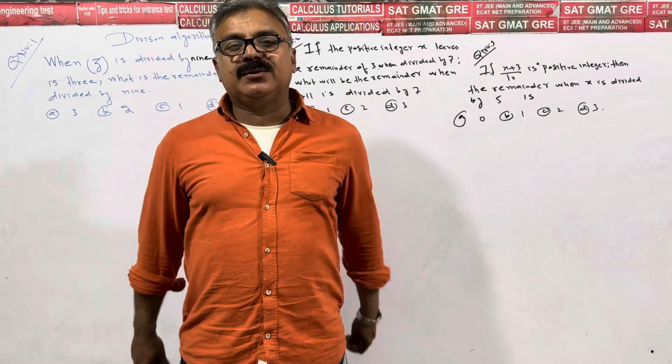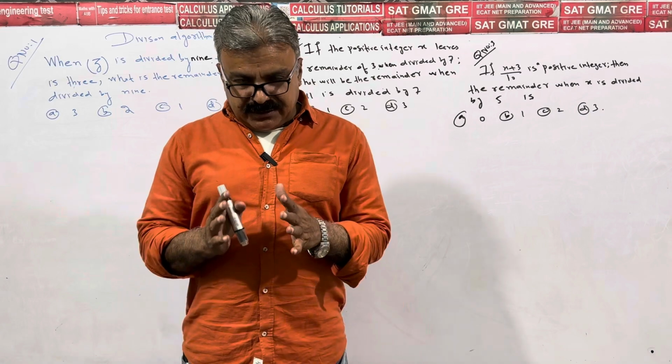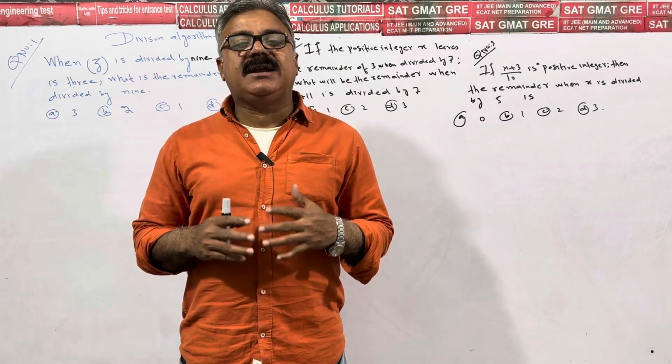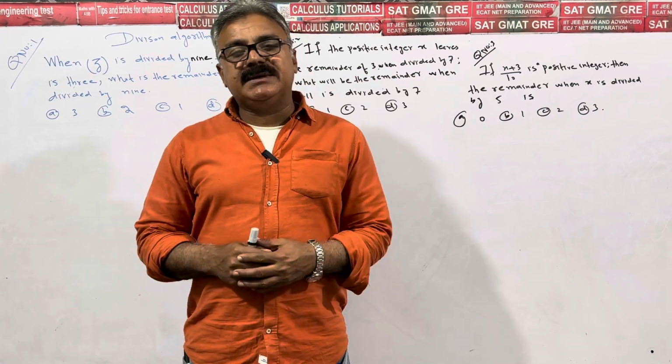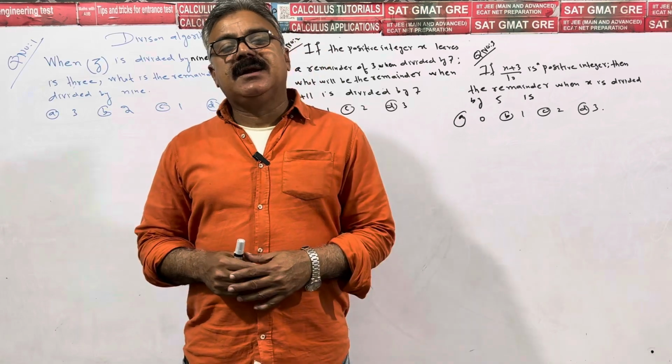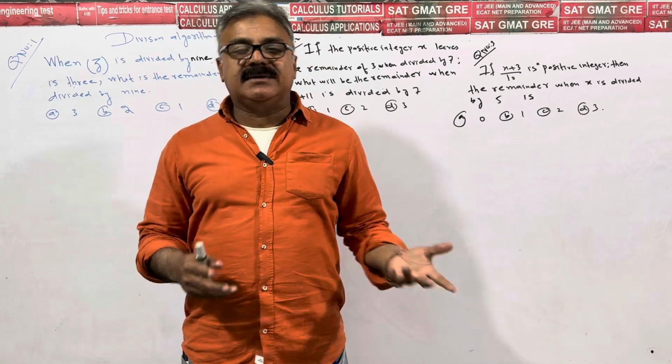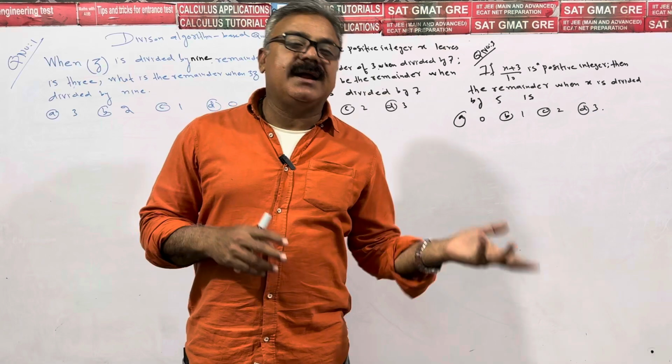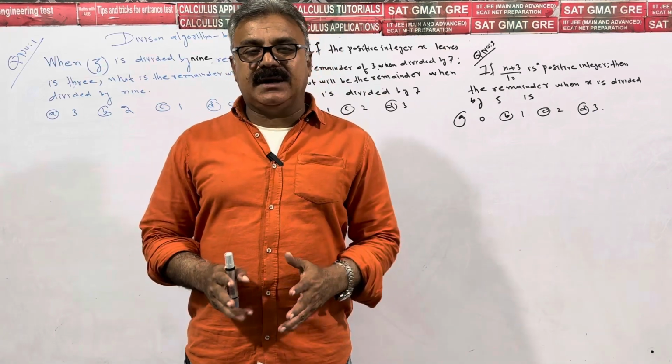I have sorted out 2 to 3 questions based on the remainder theorem, or you can say the division algorithm. When a number m is divided by 7, the remainder is this one. When 3m plus 7 or 3m plus 5 is divided by 9, what is the remainder in that case?